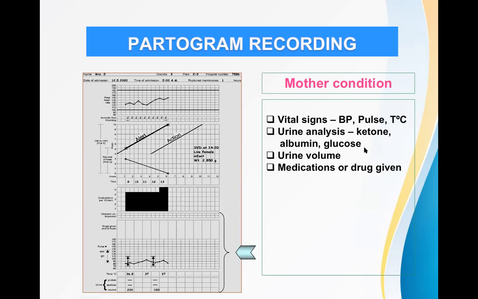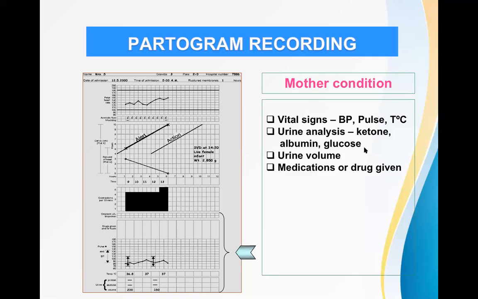Now let me ask this question once again. If ketone body is present in the urine, what does that signify? Diabetic ketoacidosis, sir. Good. Prolonged starvation, sir. One is diabetic ketoacidosis and another is starvation, malnutrition. Excellent answer. Very good. Diabetic ketoacidosis or starvation or malnutrition.